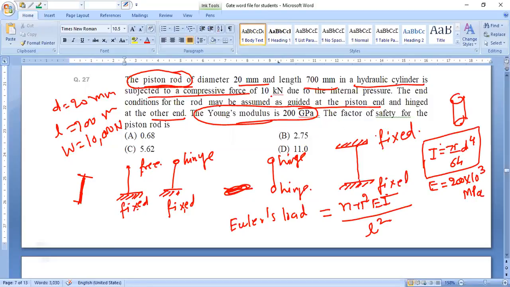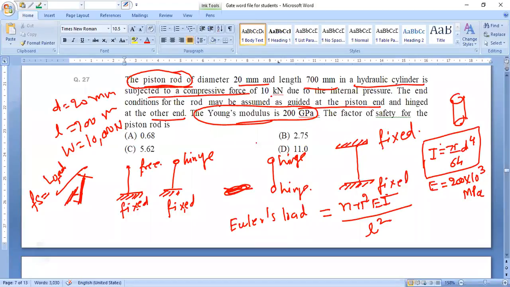The factor of safety for the piston rod is asked. It is asking about the factor of safety. So factor of safety can be found by load coming on the rod divided by load that can be taken by the rod. Load कितना लोड वो बियर कर सकती है, कितना लोड उसमें आ रहा है ना। तो डिनोमिनेटर में हम इसको ले लेंगे, कितना लोड आ रहा है, तो we can find the factor of safety.